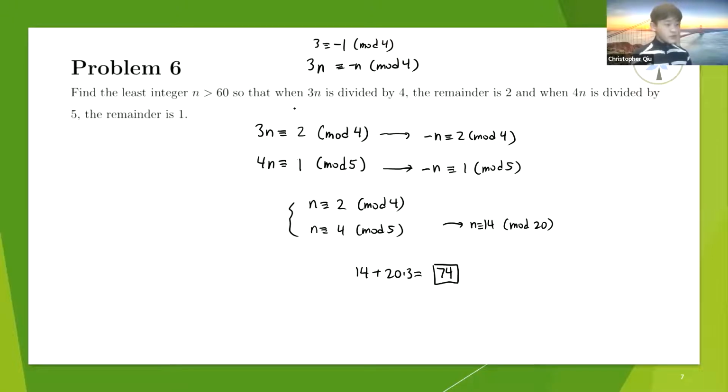So what we've done here is we've said that 3n is congruent to negative n mod 4 because, first of all, 3n minus negative n is a multiple of 4. And also in this case, 3 is congruent to negative 1 mod 4. And we can multiply n to both sides to get that 3n is congruent to negative n mod 4.